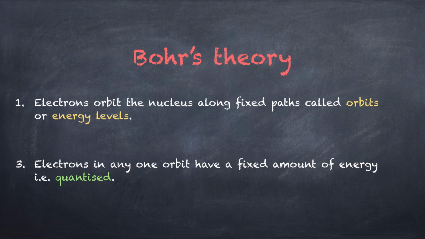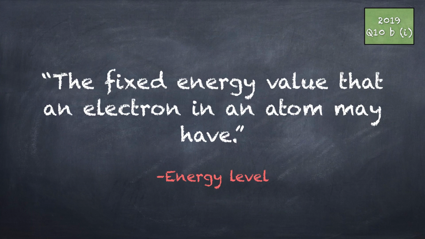Bohr believed that electrons orbit the nucleus along a fixed path called orbits, also known as energy levels. He stated that these electrons in an orbit have a fixed amount of energy, i.e., they are quantized. An energy level is defined as the fixed energy value that an electron in an atom may have.